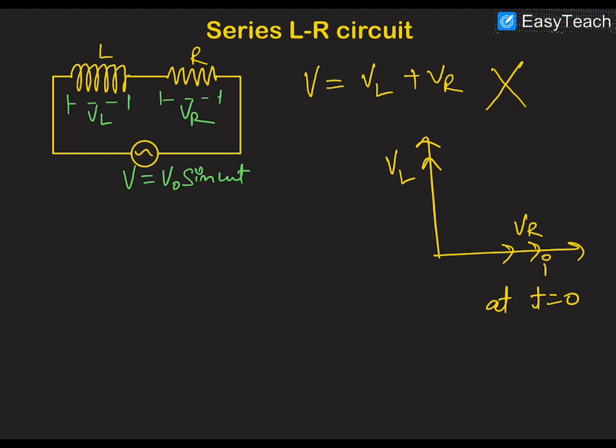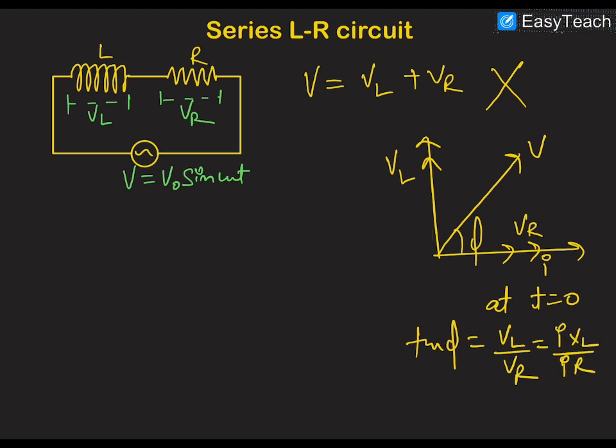These are the two quantities which need to be added, and therefore the vector addition of these two will be this one, and this angle will be phi. Tan phi will be equal to VL upon VR, where VL is I XL and VR is I R. So tan phi will be equal to XL upon R. This is the value of tan phi.